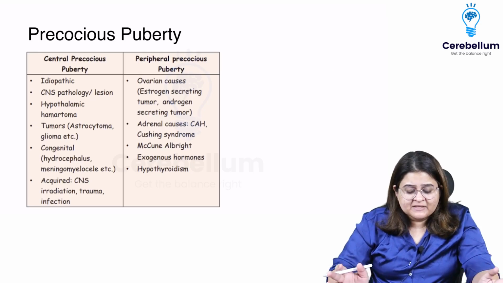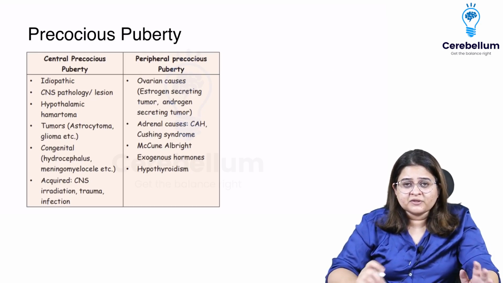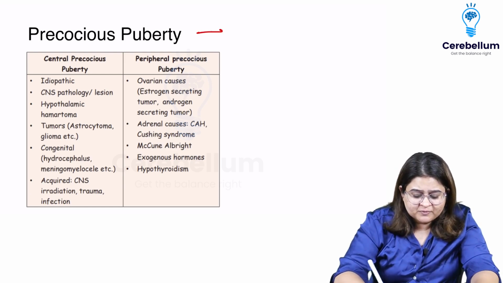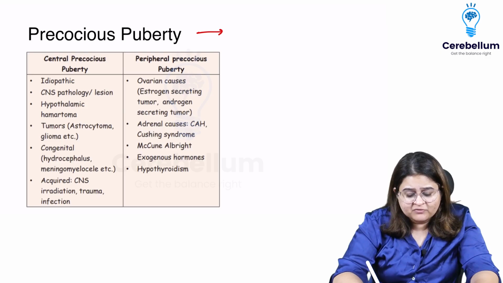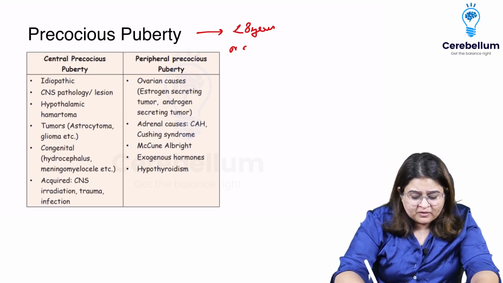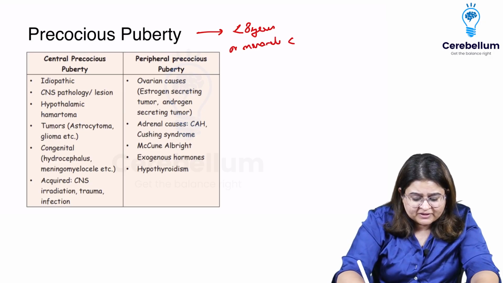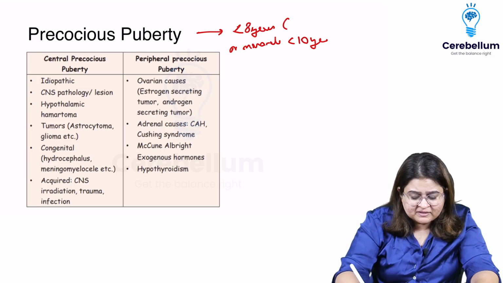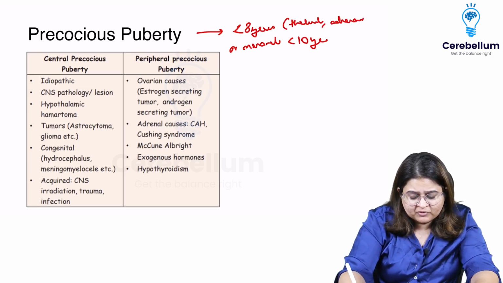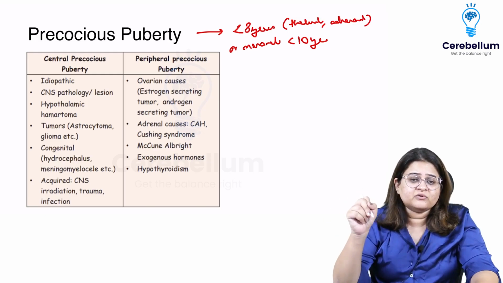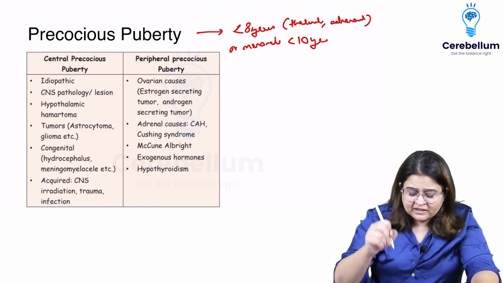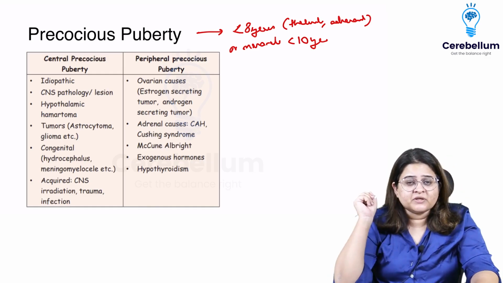Now, there's something called precocious puberty. What is precocious puberty? It is when there are signs of pubertal development occurring before the age of 8 years, or menarche before the age of 10 years. This includes thelarche and adrenarche happening before the age of 8 years, or menarche before the age of 10 years. This is for girls. Now, what should you know importantly in precocious puberty?